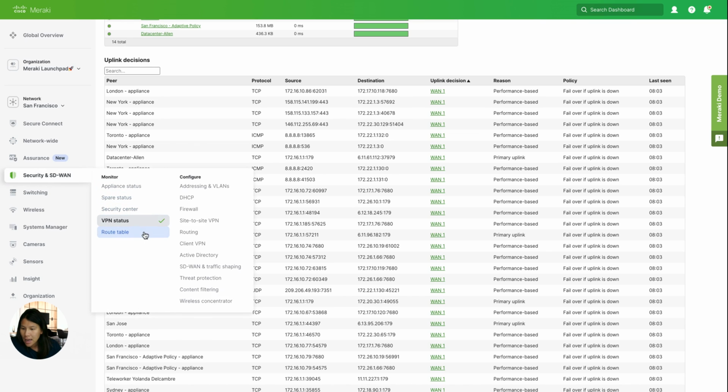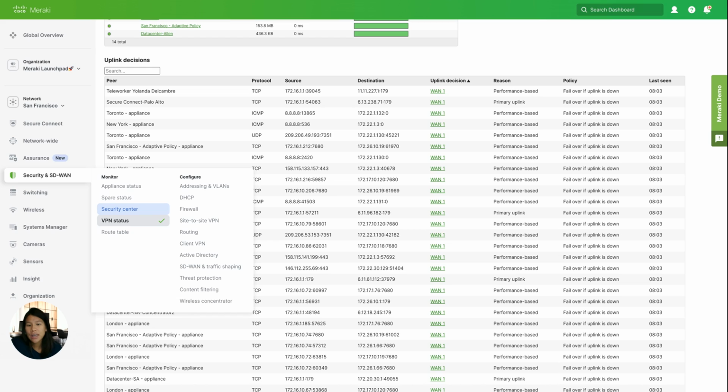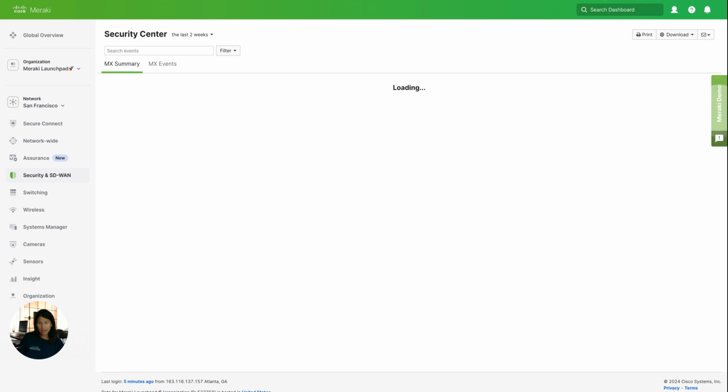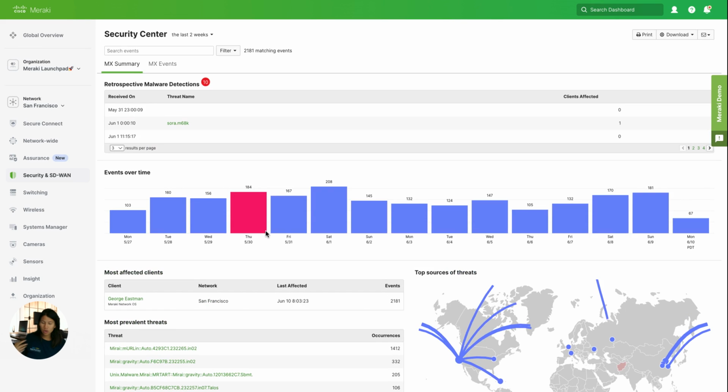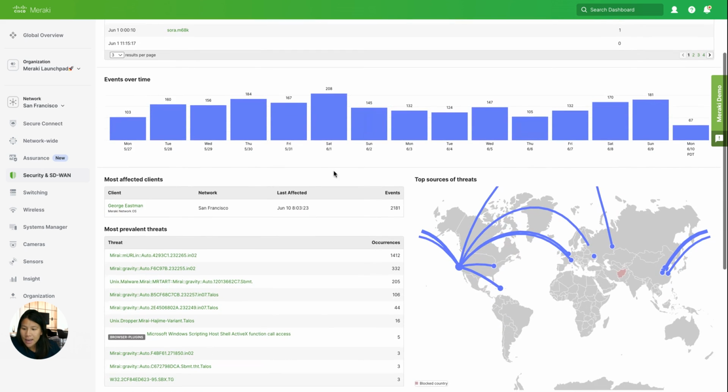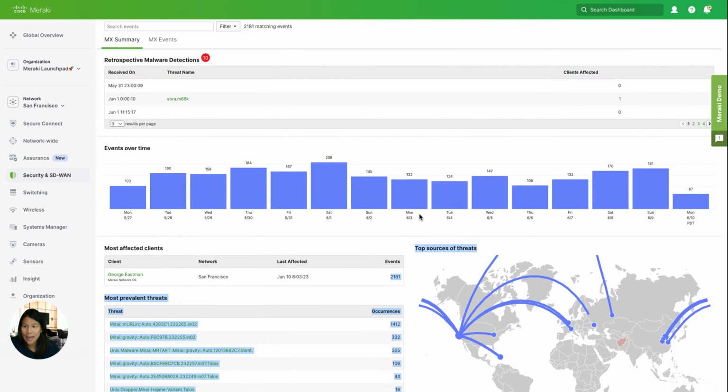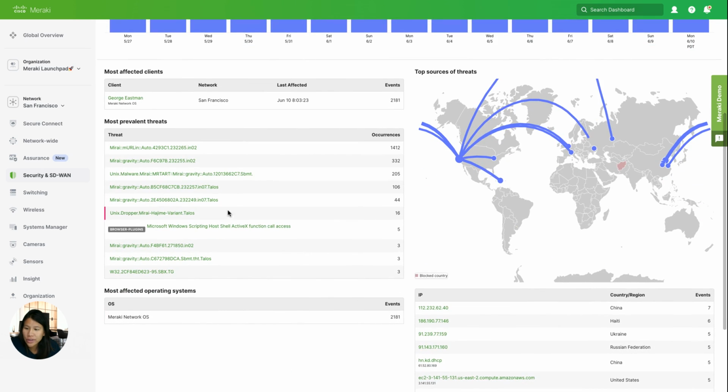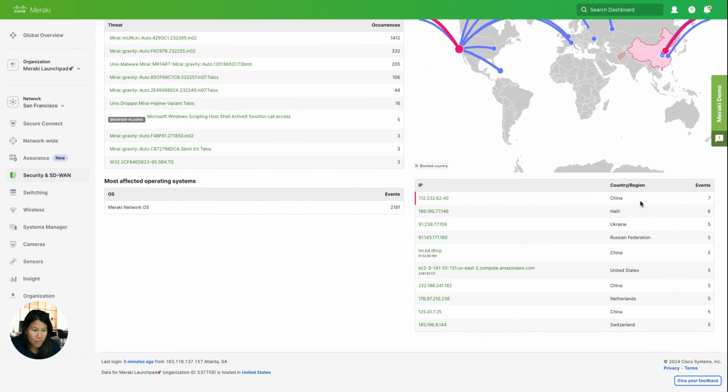And then lastly, we have the security center, which is very interesting when we have the security policies enabled. So for example, when we have malware protection enabled and also IPS, IDS, I can see here all the problems that I've been getting over the past few weeks. And so I can see the name, I can see the person who was affected. In this case, it's just one man called George, and he had 2000, let's say, malware events and all the types of threats that have been hitting Mr. George, and from which country they're coming from. So I can see they're coming from China, from Ukraine, Russia, US, Switzerland.